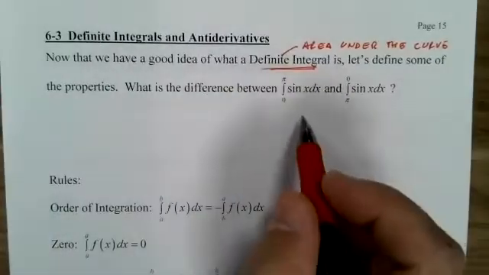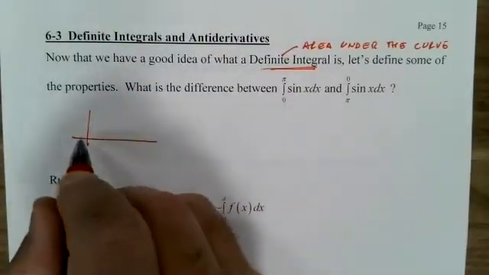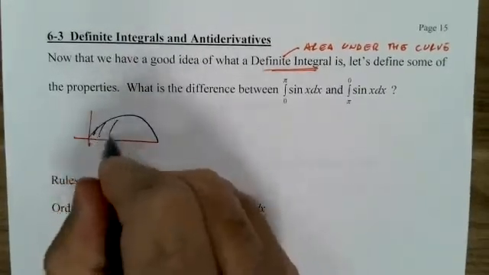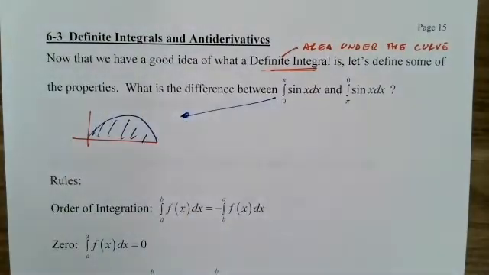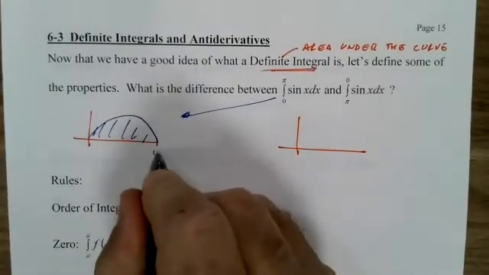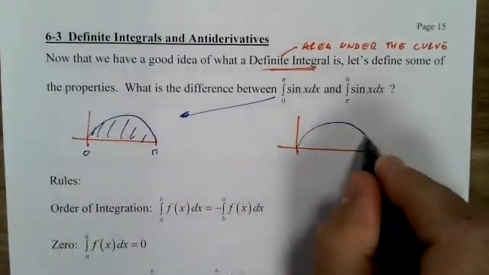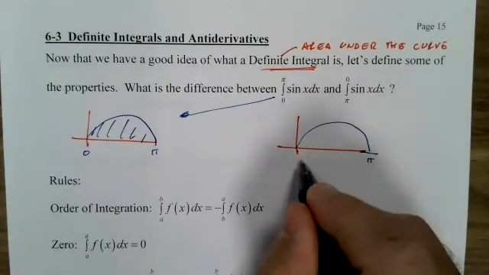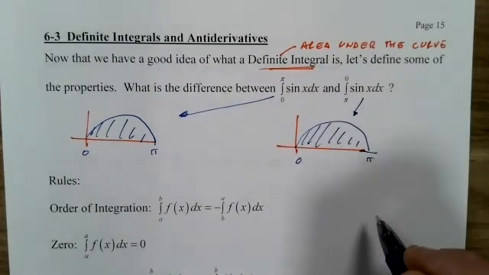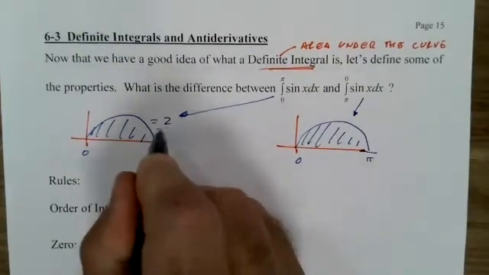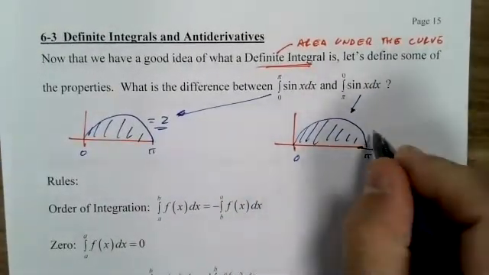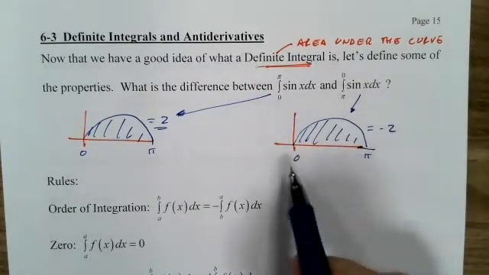So what's the difference between this and this? And it's a very common question on the AP exam. So this equals 2 because it's from 0 to pi. This equals -2 because it's from pi to 0.